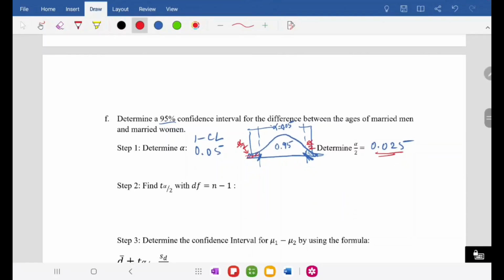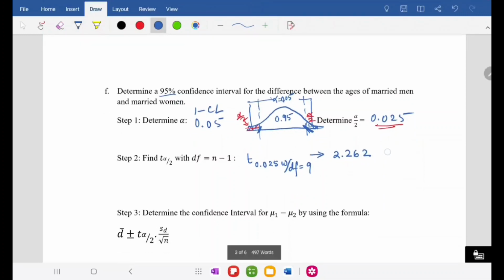That's what it is. Step 2, find T of alpha by 2. So in this case, it's T of 0.025. But there's always a df associated whenever we talk about T. So with df equals 10 minus 1, which is 9, that value is going to be, let me look that up quickly. That value is 2.262. Okay, we found that when we were finding our critical value. So it's going to be 2.262.